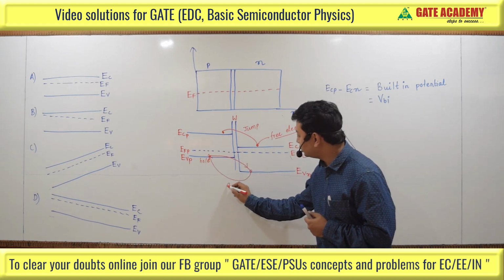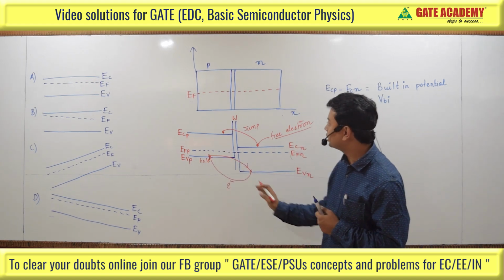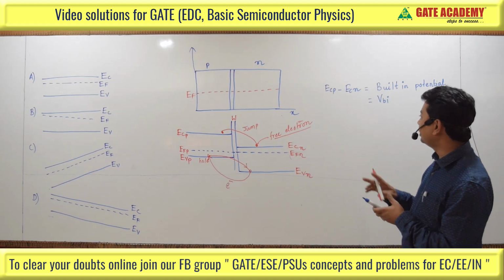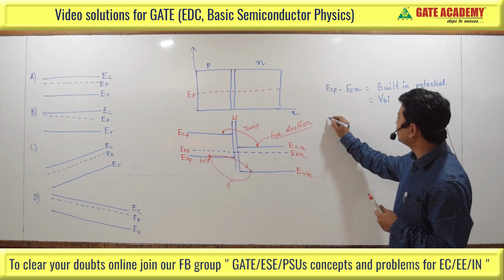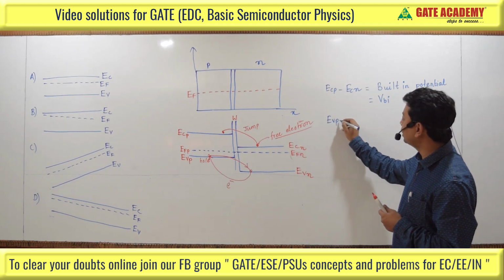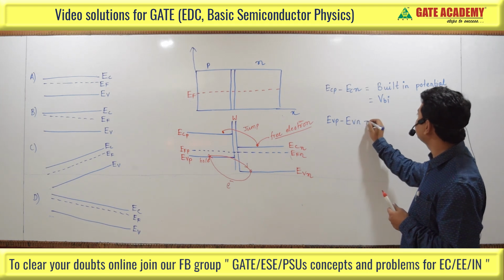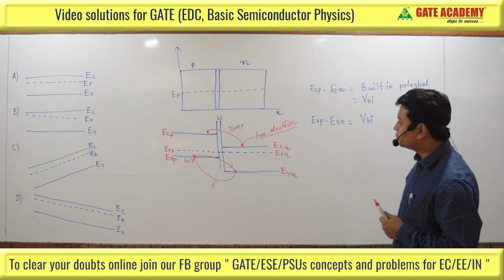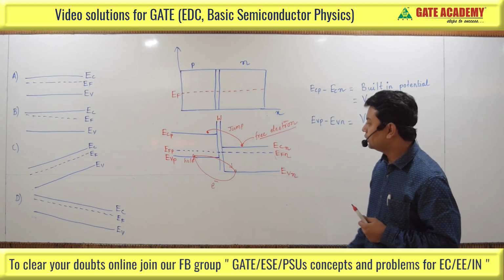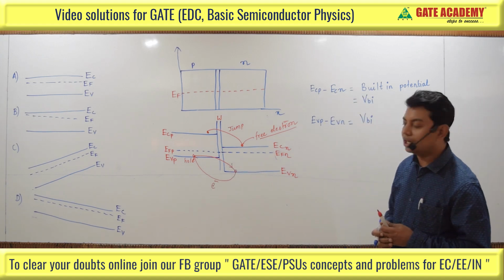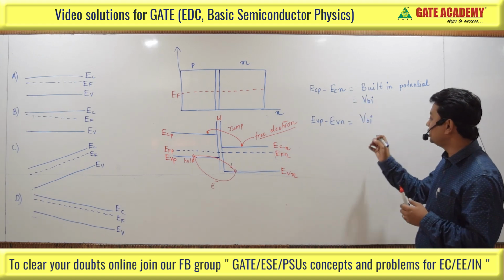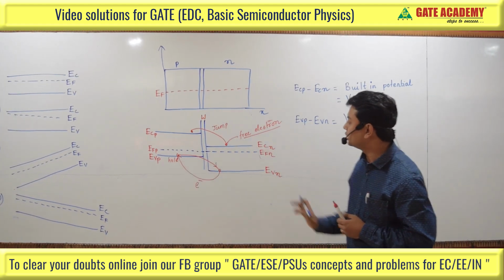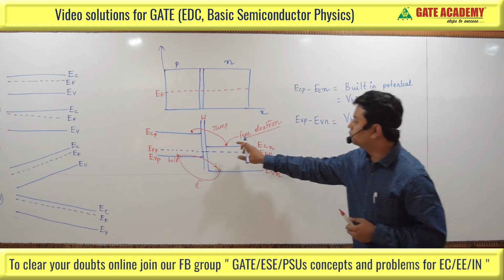So this is the electron which is moving from the right side to the left side, that means from n to p. And again it has to cross the built-in potential, which can be represented by EVP minus EVN, and this is also the built-in potential, represented by VBI. That means when the electron or the hole moves from one side to the other, it should have this much voltage, or this much energy, to cross.